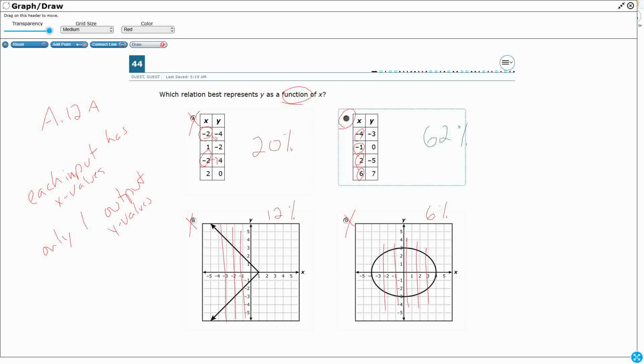So overall, we did fairly well. This was pretty easy. This was our 14th easiest item on the test. And so we should feel pretty good about that one.